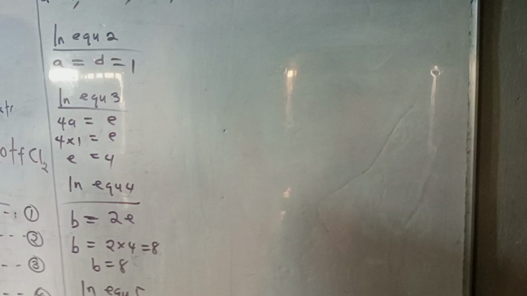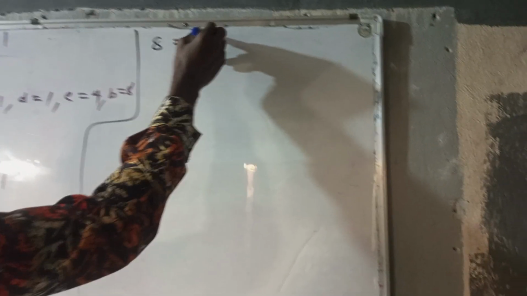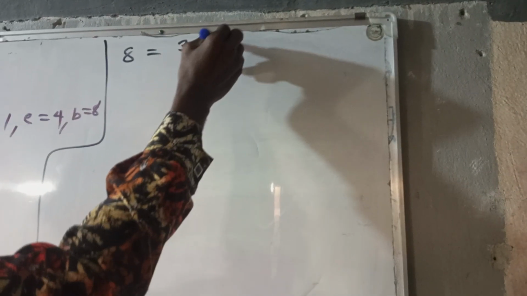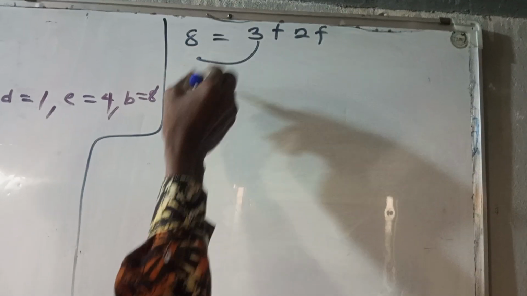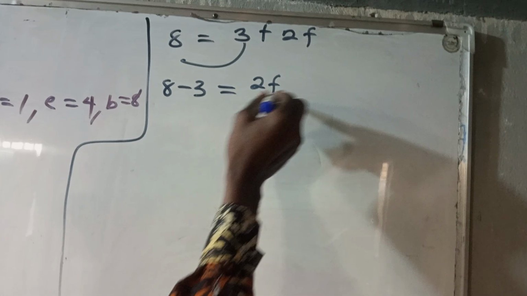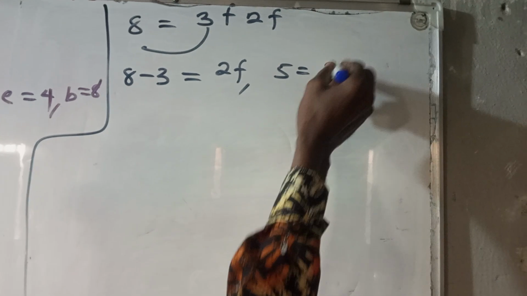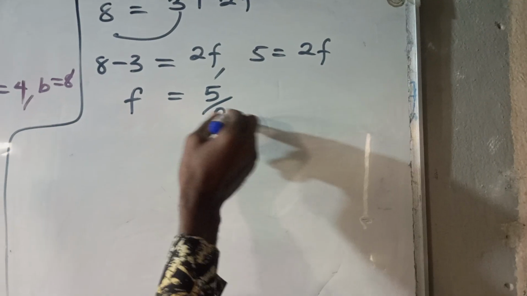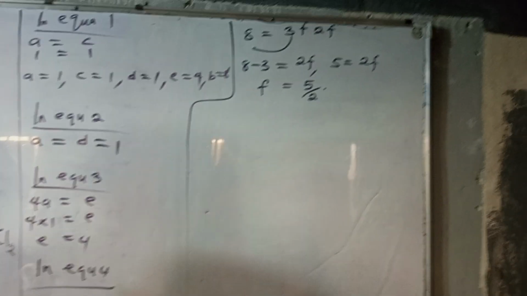So we have it that 8 is equal to 3 plus 2F. 3 crossing over, it becomes 8 minus 3 equal to 2F. So we have 5 as equal to 2F. Therefore, F is equal to 5 all over 2. Now we've gotten all the values. We've gotten the values of A, B, C, D, E, and F.